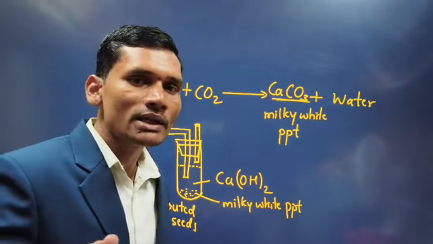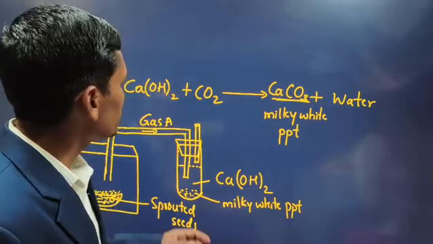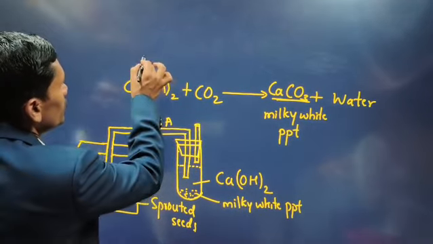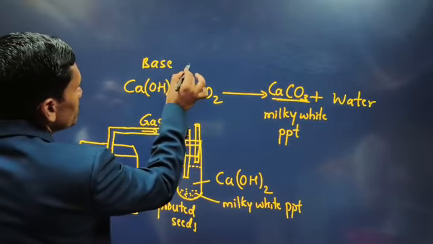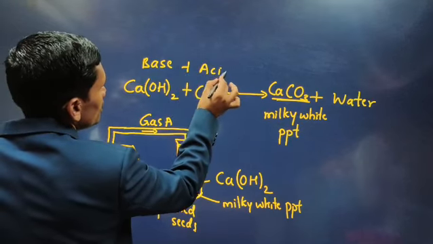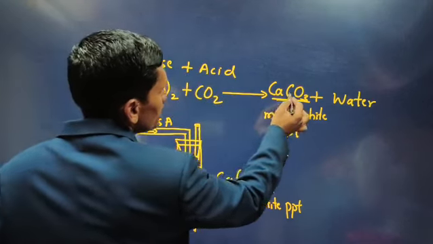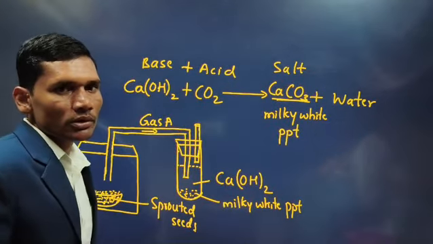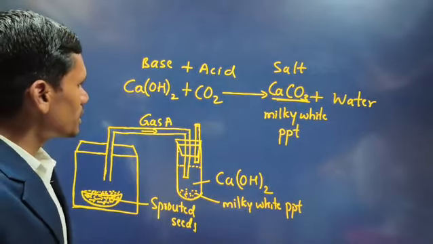CO2 is acting as an acid here, because calcium hydroxide is a base. This will be acid. So what we are getting here, base plus acid gives what? Salt and water, right? This is salt and water. See, salt and water. So that is how you need to remember here.